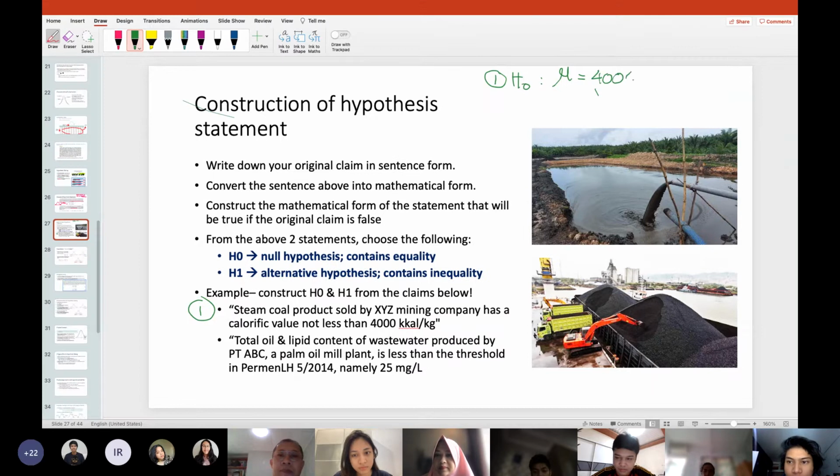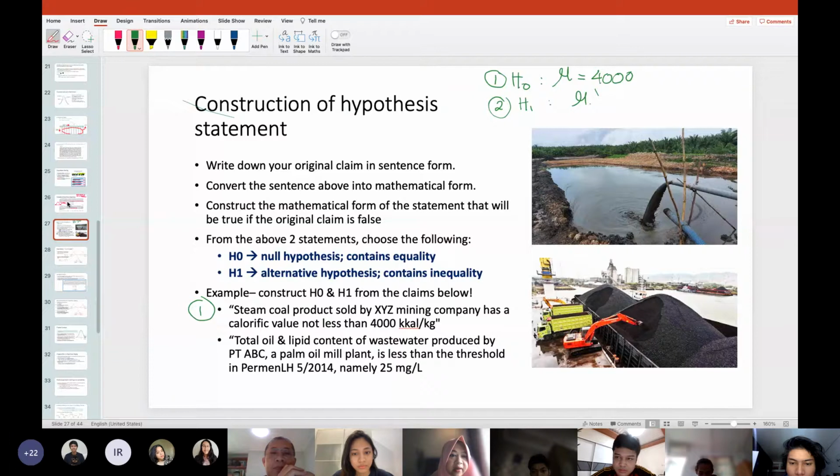Right. So this is our claim. The H0, the null hypothesis, contains equality. So this is our claim. The second one, H1. What is the claim? Which contains the alternative.